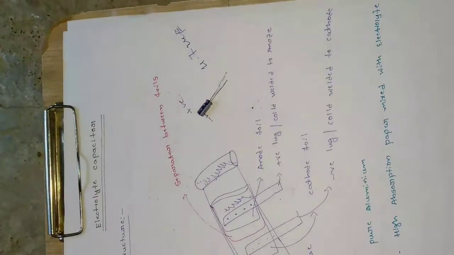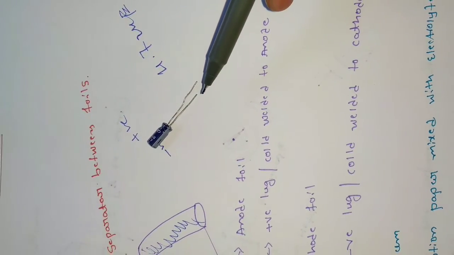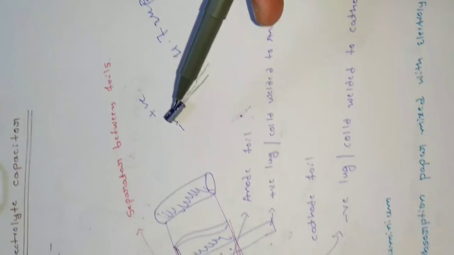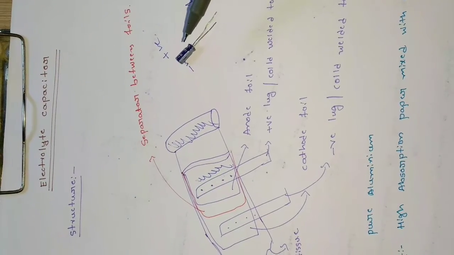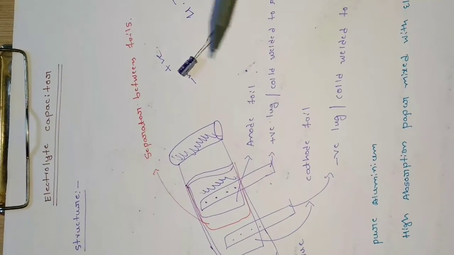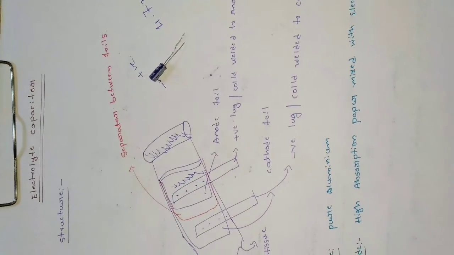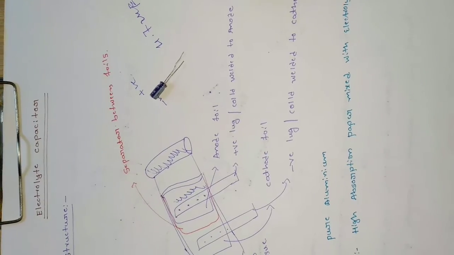So this is how an actual capacitor looks like. This is the negative, which is having shorter length, and this is the positive. This is the outer case or tissue, as you can see here, and inside it there will be three layers. One is the anode, one is the cathode, and the one which will be protecting these two from each other, that is the separator, which will be separating them from each other. So this is how an electrolyte capacitor looks like.